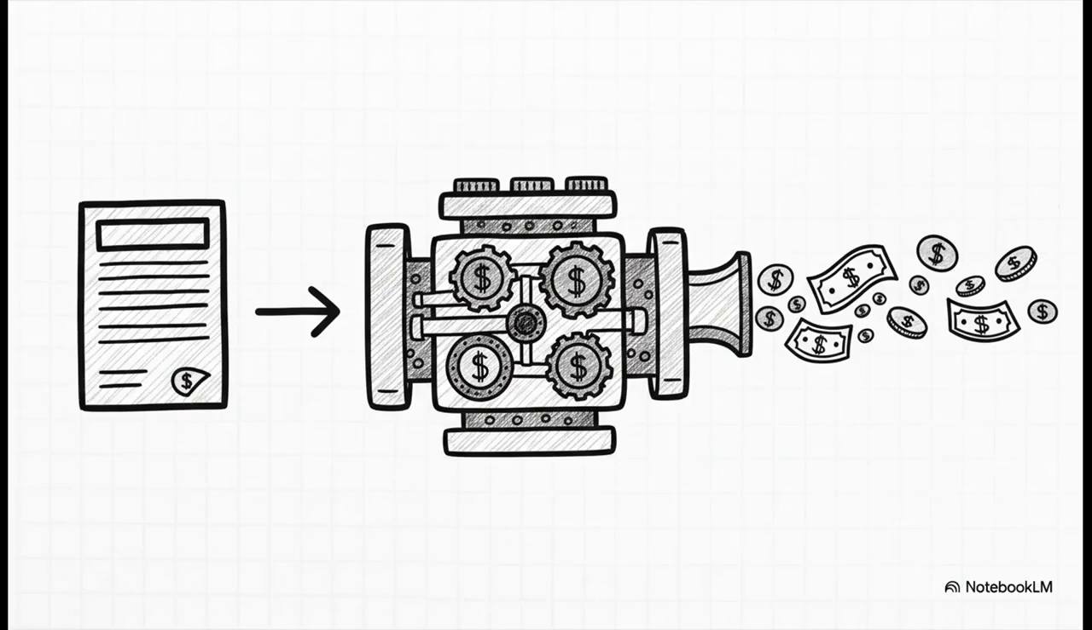So here's the bottom line, the one thing you really need to remember. If you want the option to get cash from your life insurance, you need a policy that actually has a cash value component. That's the engine that makes the whole liquidity thing work.